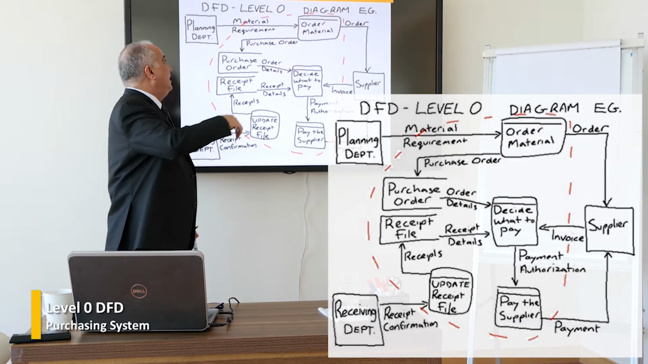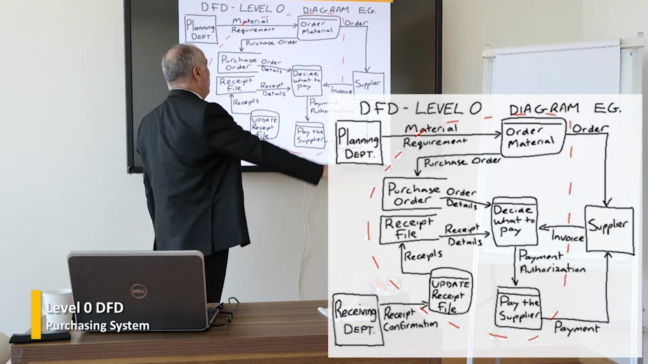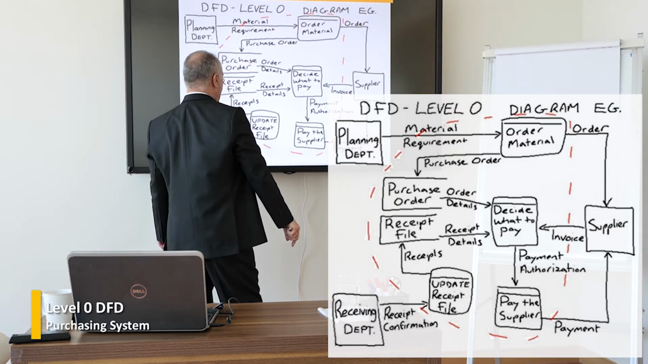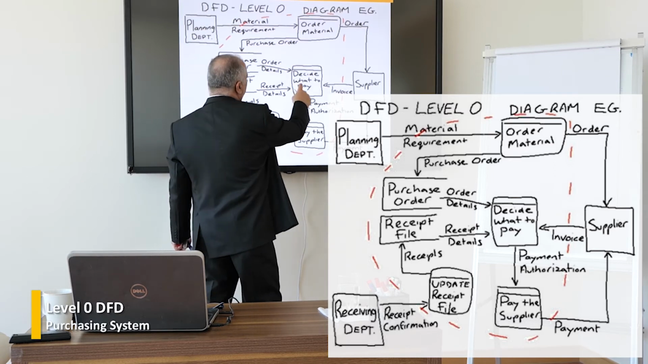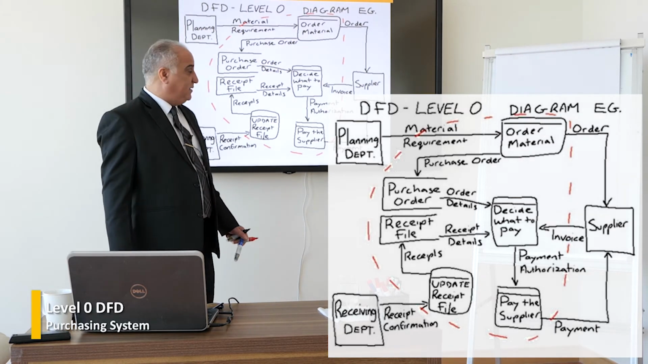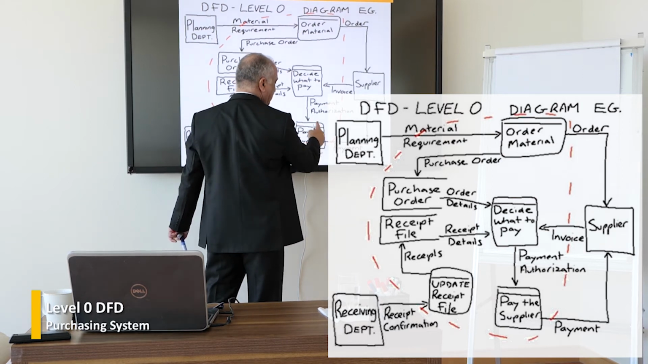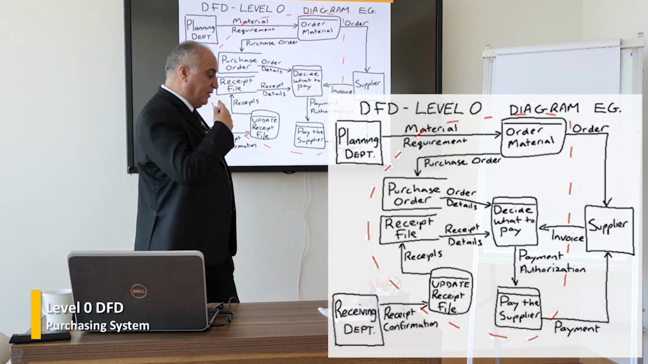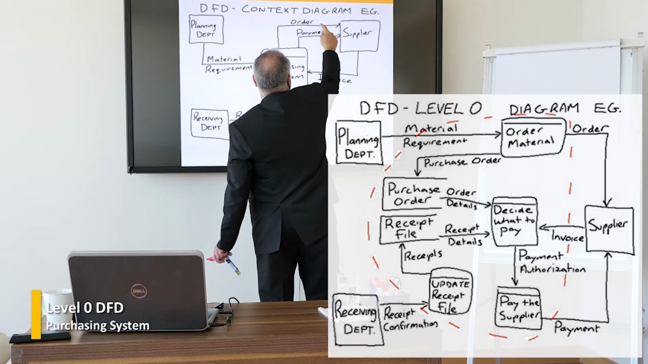But in the level 0 diagram, how many do we have? We have one process called order material, another process called update received, and a third process called decide what you will pay. And once you decide what you will do, you will make a payment to the supplier. So if you remember, it's purely a representation of these three.